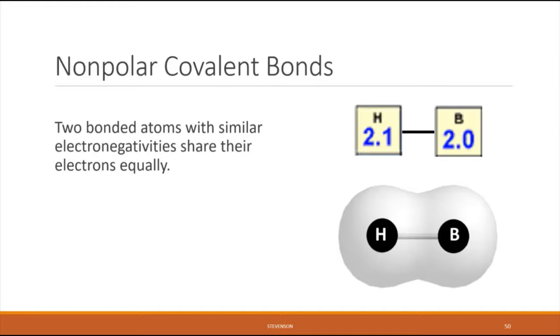Here we have an example of hydrogen, again, like we saw on the last slide, in a covalent bond with boron. And as we can see, hydrogen still has a 2.1 electronegativity rating, and boron has a 2.0. So they're very similar to each other. We don't have this imbalance of an extremely electron greedy atom together with an extremely electron not greedy atom.